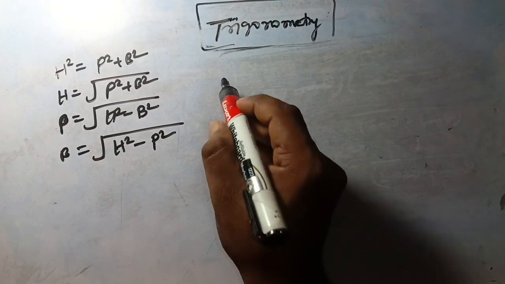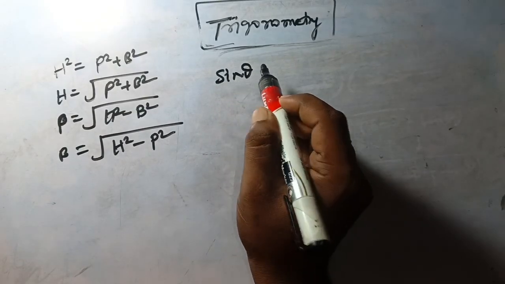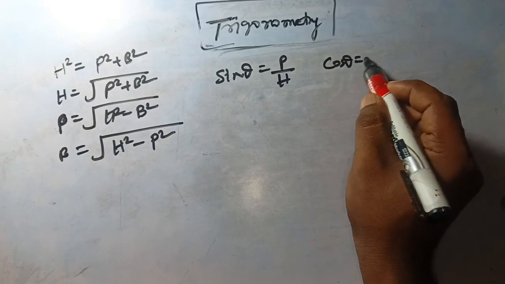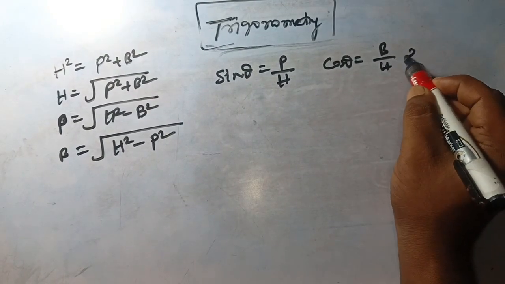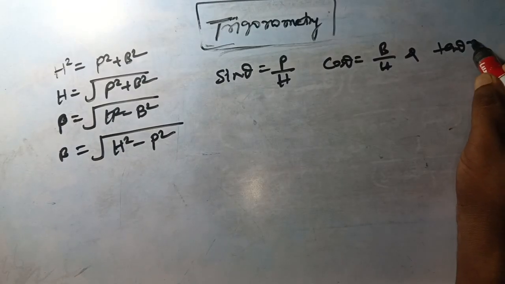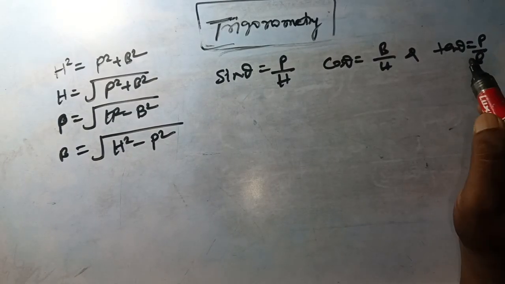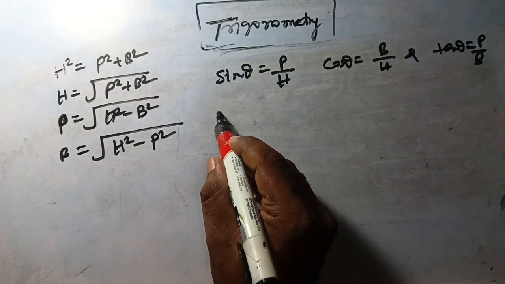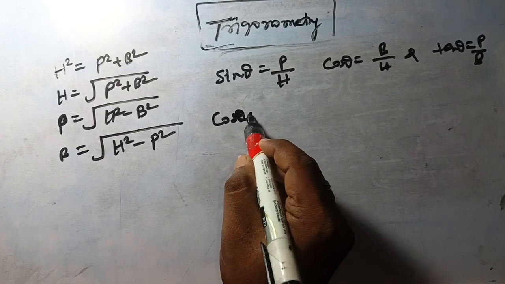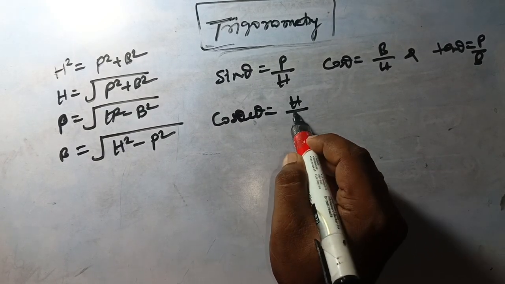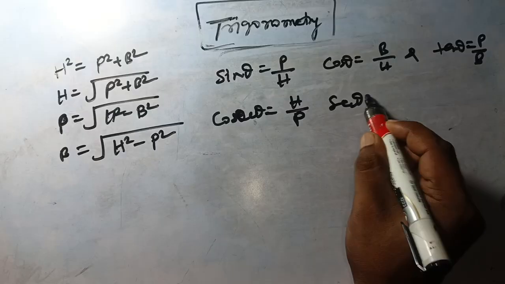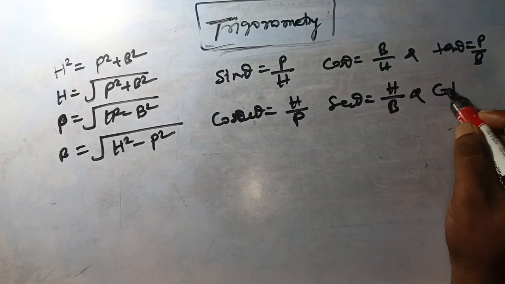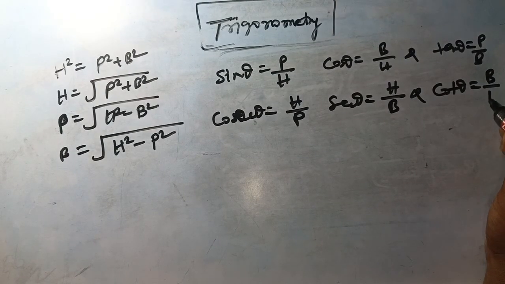And after that we talk about the six trigonometrical ratios, that is sin theta, which is equal to perpendicular upon hypotenuse, cos theta, which is equal to base upon hypotenuse, and tan theta, which is equal to perpendicular upon base. And again we talked about the reciprocals of these formulas, which are cosec theta, which is equal to hypotenuse upon perpendicular, sec theta, which is equal to hypotenuse upon base, and cot theta, which is equal to base upon perpendicular.